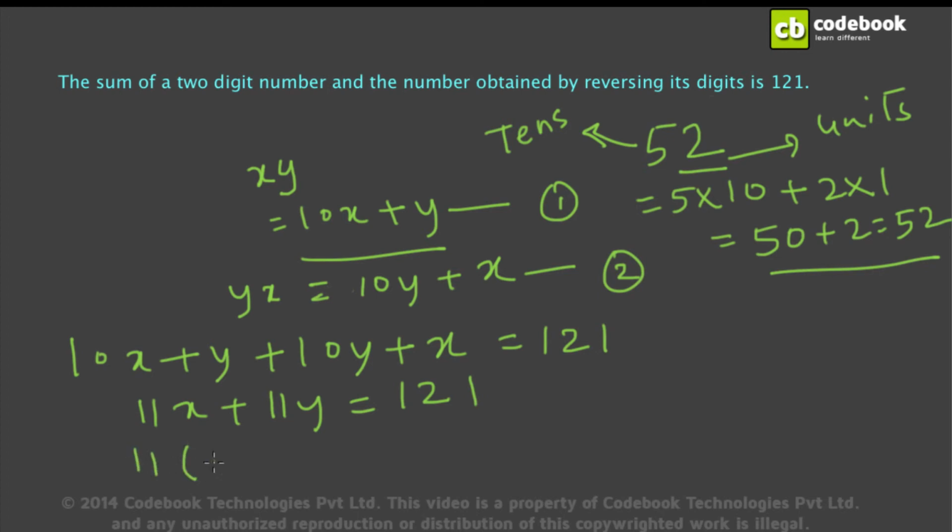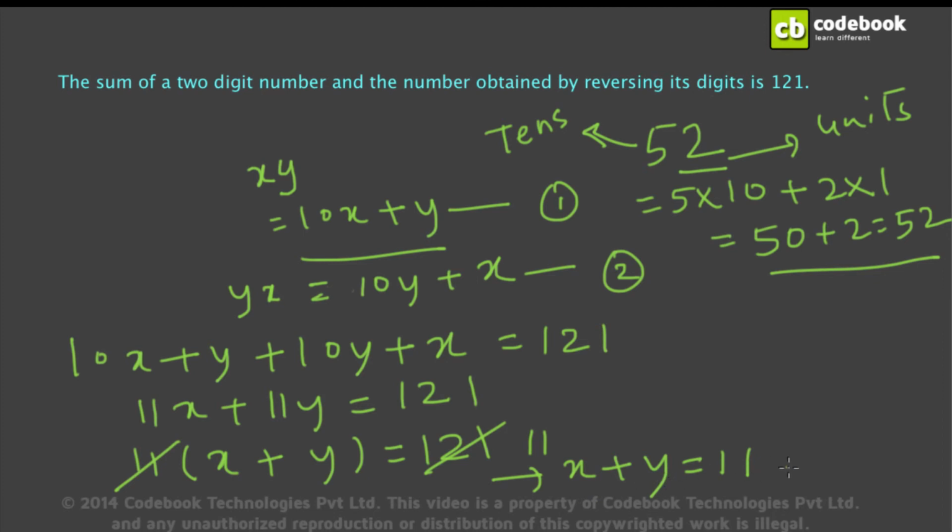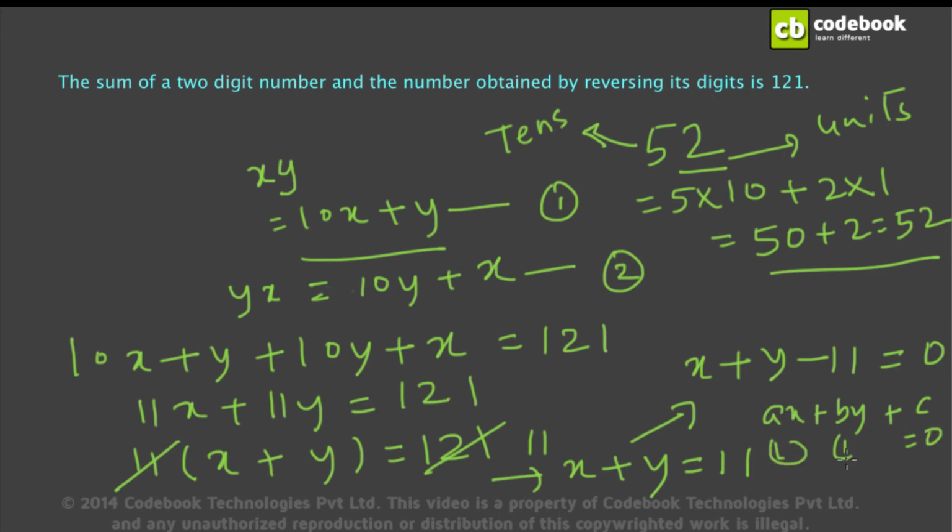If you take 11 common, 11 times x plus y is 121, and 11 divides 121 11 times. So your equation is x plus y is equal to 11, and this can be expressed in the general form as x plus y minus 11 equal to 0. So now this is in ax plus by plus c equal to 0 form, where a is 1, b is 1, and c is minus 11.